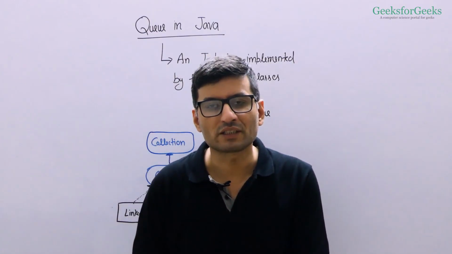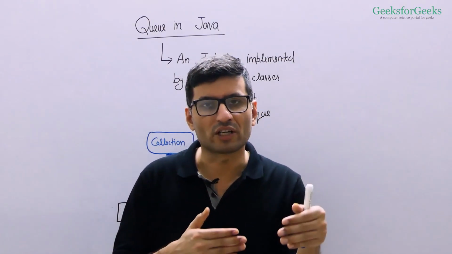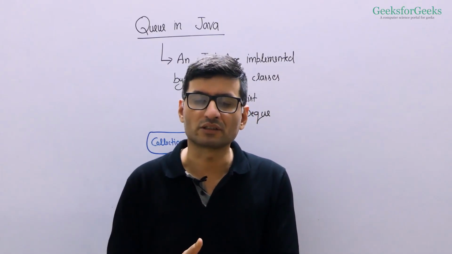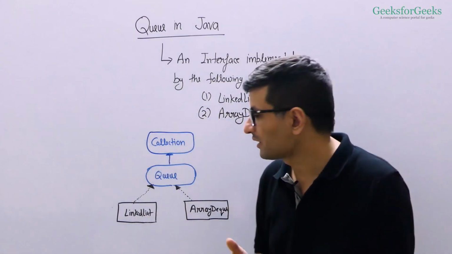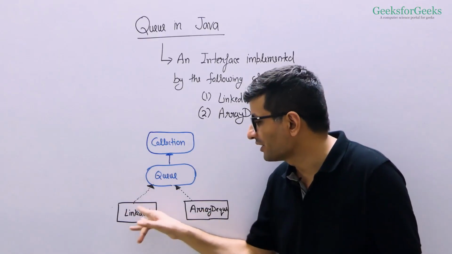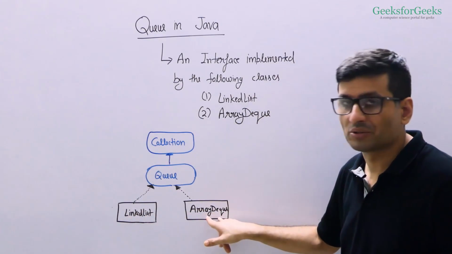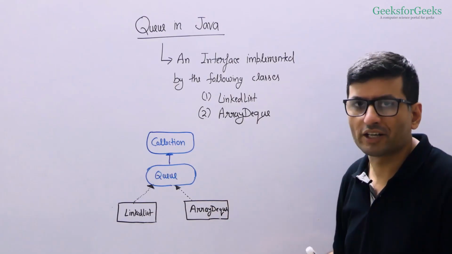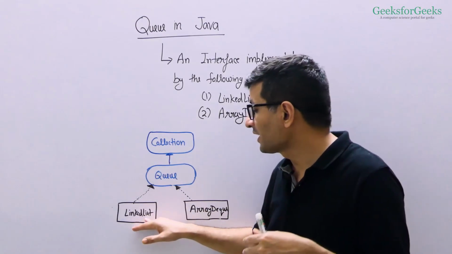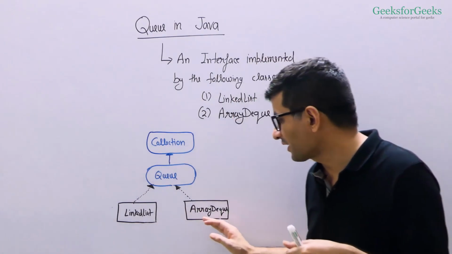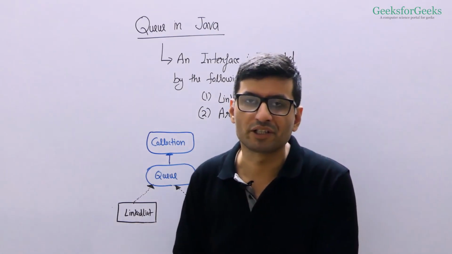Queue is an interface that says that if you are a class and if you implement the queue interface, you need to implement these operations. And the queue interface is implemented mainly by these two classes. One is LinkedList and one is ArrayDeque. We also call it ArrayDeq. So the LinkedList class is a doubly linked list implementation and ArrayDeque is an array implementation of queue.